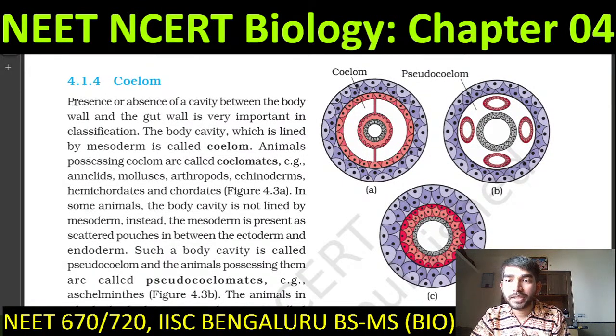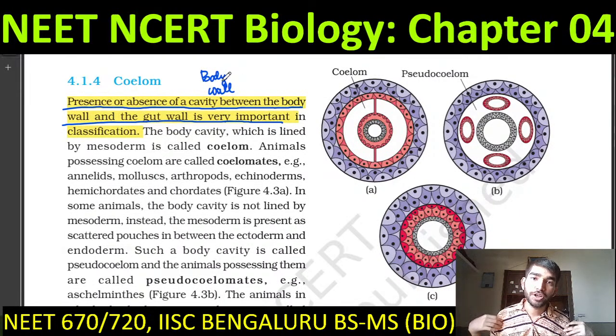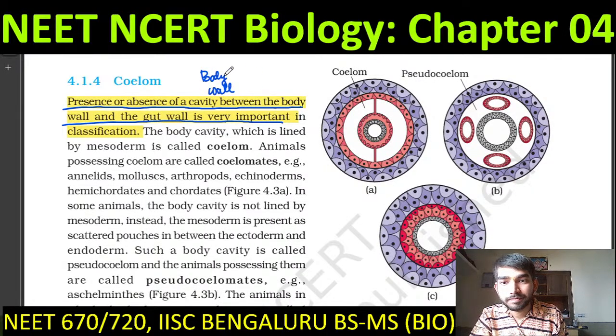So next is coelom, the presence or absence of a cavity. The cavity is in scientific terms called coelom. Between the body wall and the gut wall is very important in classification. So here they are saying this presence or absence can become a very defining character when we are classifying animals. And this cavity is present between the body wall, like our external body wall, and then our internal gut. So if there is a cavity in between, that can accommodate some organs, right? So that is very important for classification.